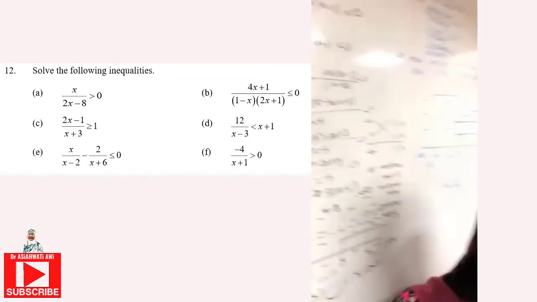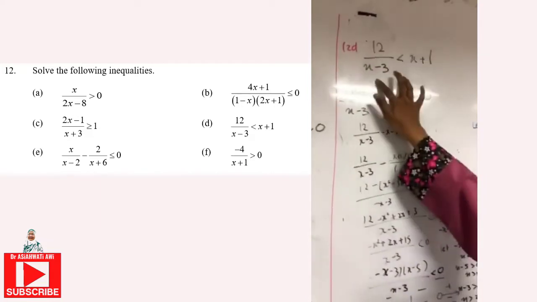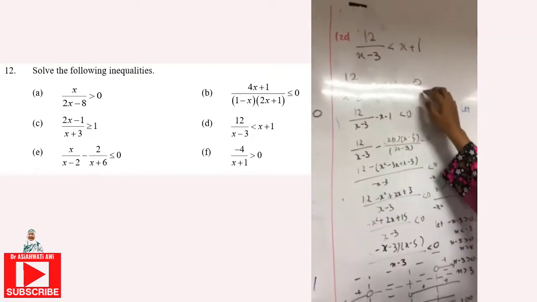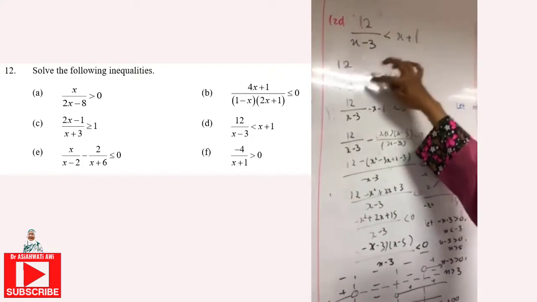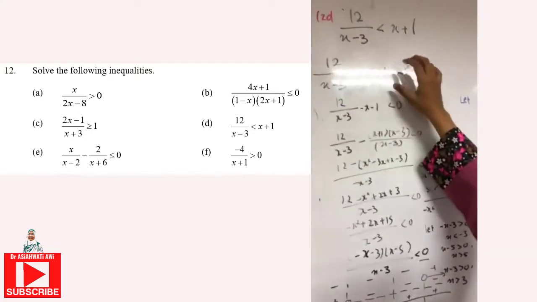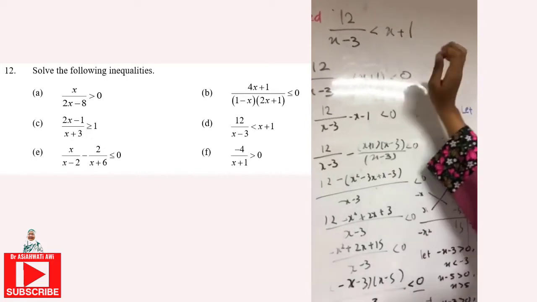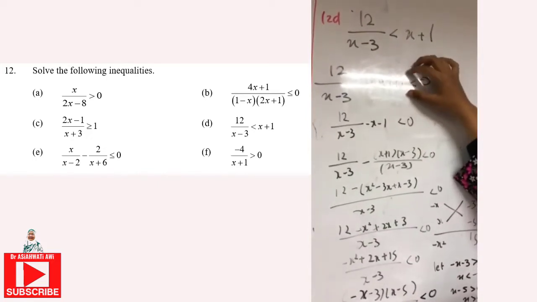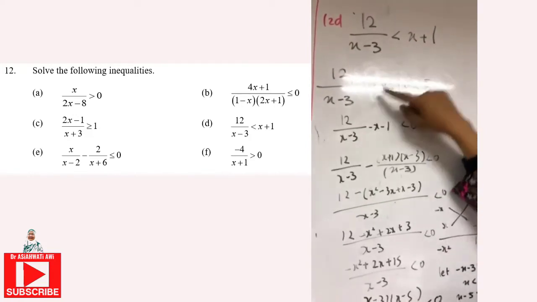Okay, alright, ni question untuk 12D. Ni soalan dia bagi lah. Okay, so first thing kita kena ubahkan yang ni ke kiri. Di sini kita kena careful sebab kita pindahkan. Kat sini kena careful sebab kita nak pindahkan satu ni. Dia kena negatif semua ni.